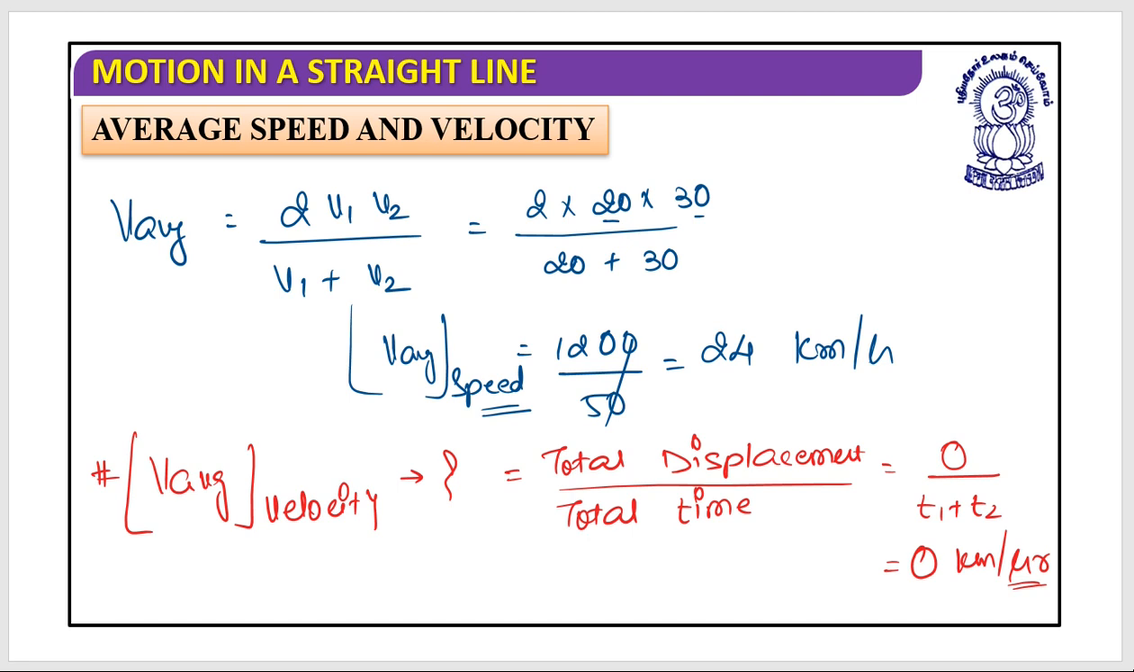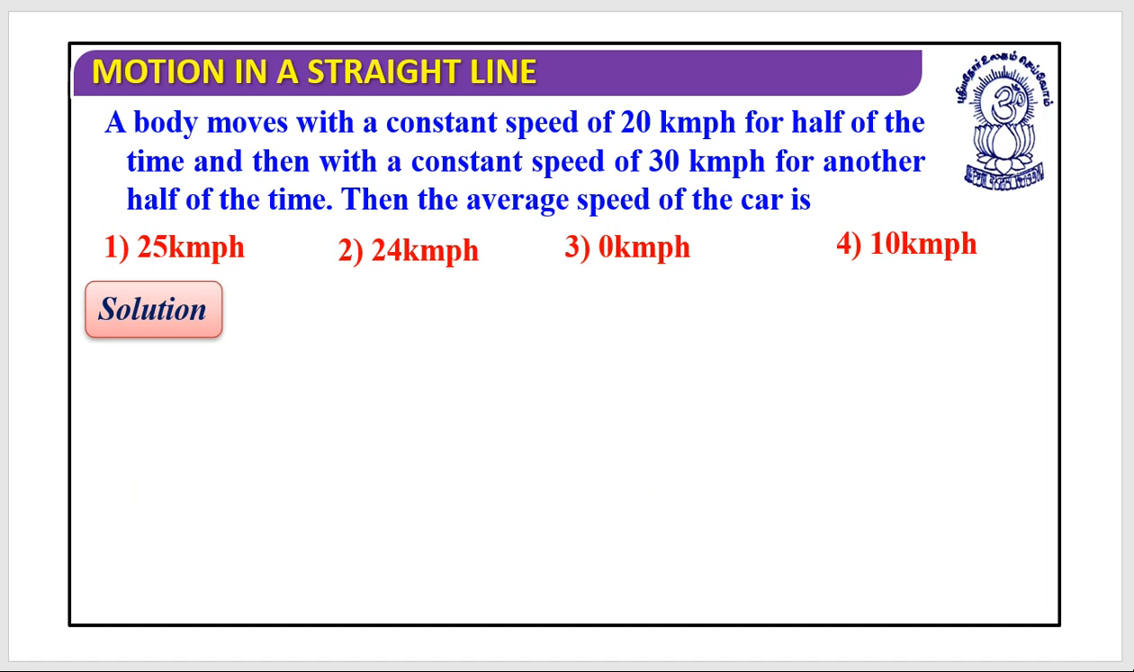Okay, let's move to the next question, and be ready with your book. Go with the data they have been given. A body moves with a constant speed of 20 kilometer per hour for half of the time, and then with a constant speed of 30 kilometer per hour for another half of the time. Then the average speed.